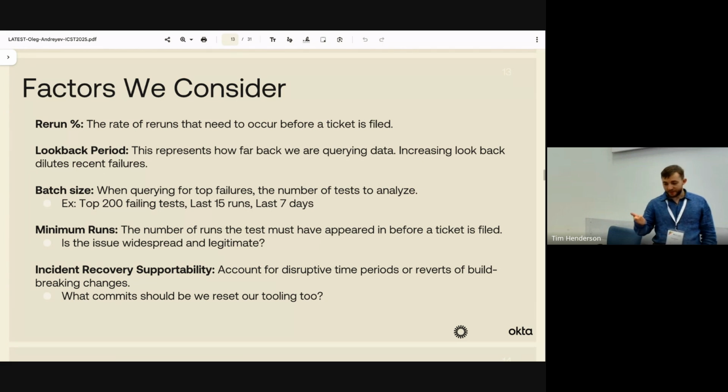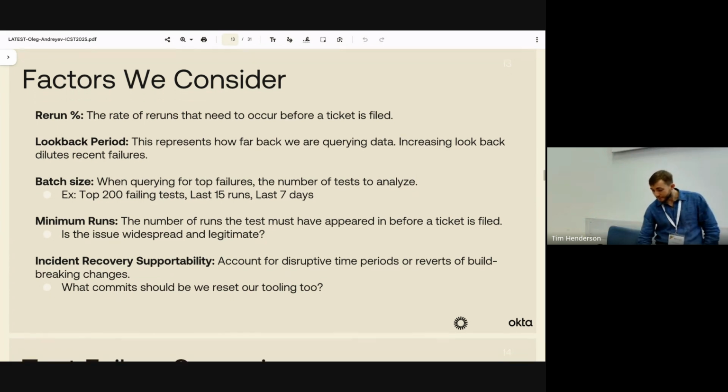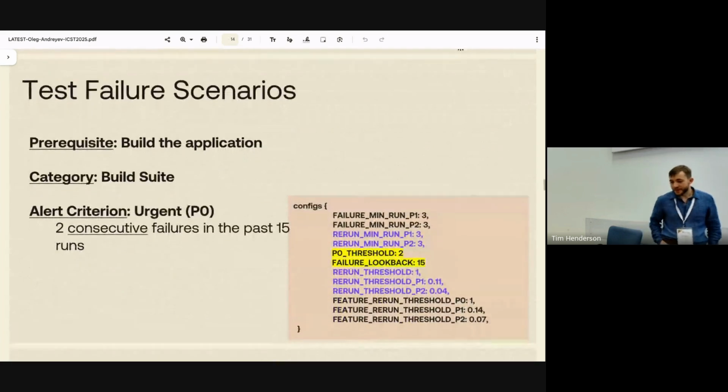Then we look at the look back period: how far do we want to query the data? The batch size: how impactful of data do we really care about? We'll talk about some examples going forward. And the minimum runs: how mature is the test? All right, let's look at some examples.